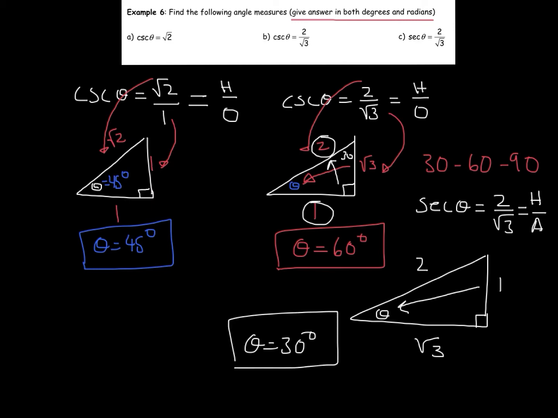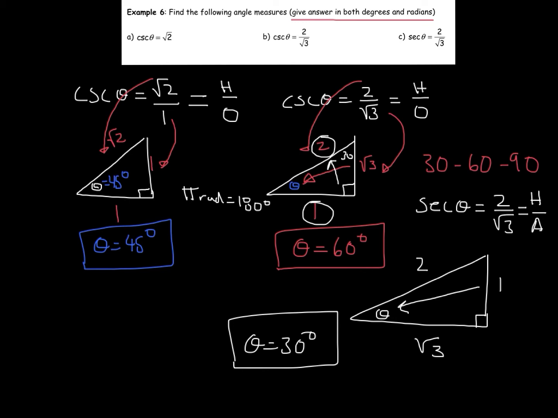Now, I forgot something very important. We got to go back and give all these angles in terms of radians. So we got to convert them. If you remember that from 4.1, pi radians is equal to 180 degrees. Very important to memorize that. So we're going to convert each one of these angles into radians.